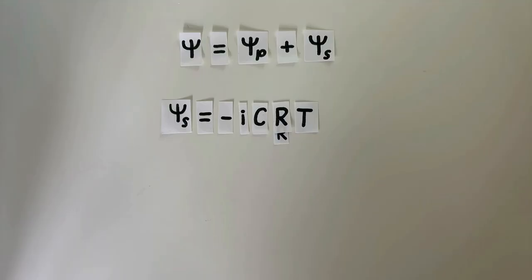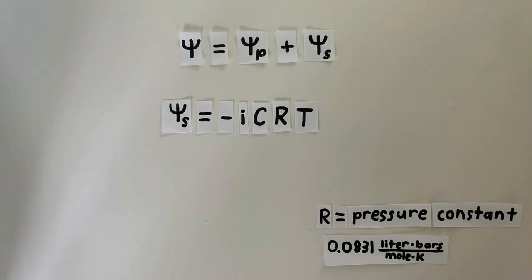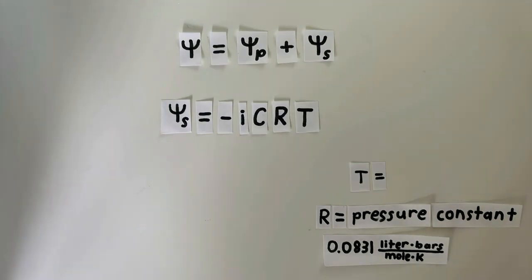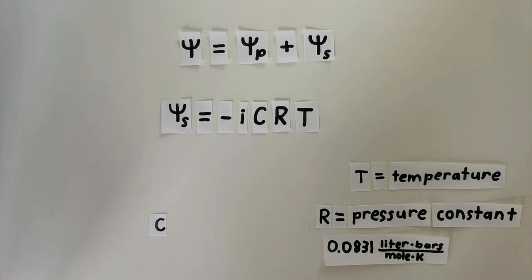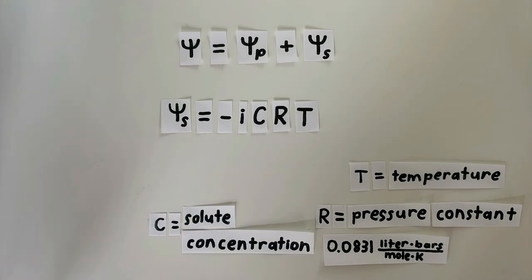I'll start by explaining R. This is the pressure constant and is always equal to 0.0831 liter bars per mole Kelvin. These units are important because we will need them to cancel out with the other parts of the equation to give us a pressure value, usually in bars. T is the temperature. This should be in Kelvin, so the units cancel with the pressure constant. C is the concentration of solute, which we'll want to get in units of moles per liter.